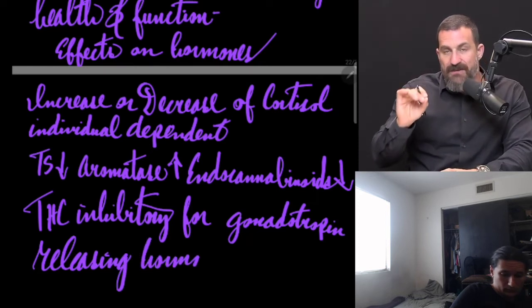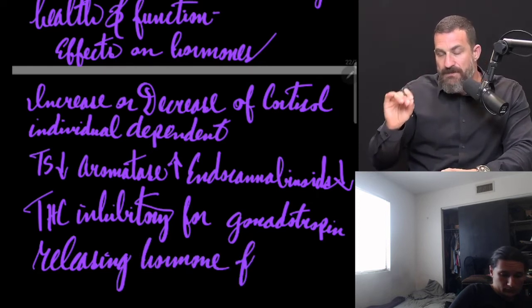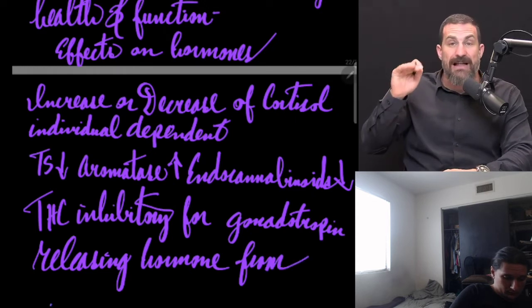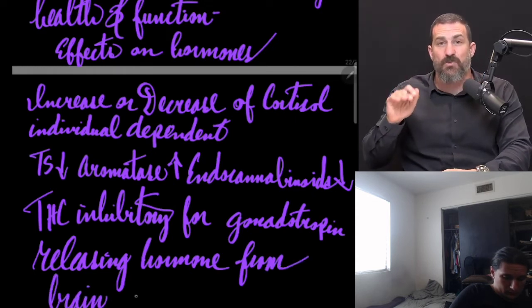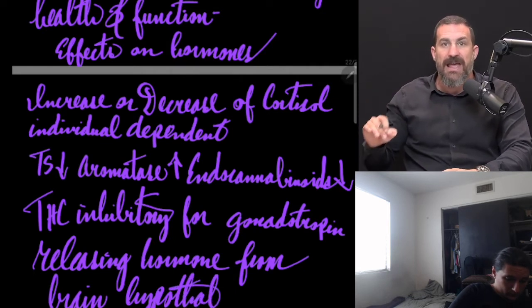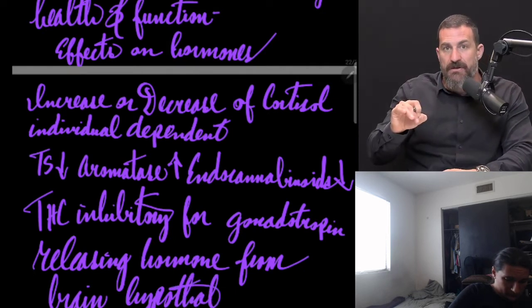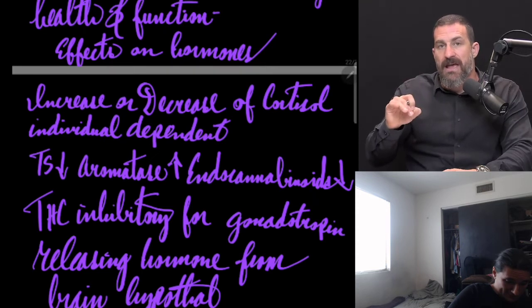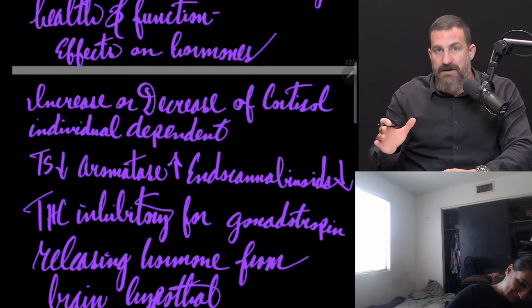And reduced levels of gonadotropin-releasing hormone caused by cannabis use, reduced levels of LH, luteinizing hormone, and FSH, which reduce levels of testosterone and sperm production in males, and egg health and ovulation and menstrual function in females.